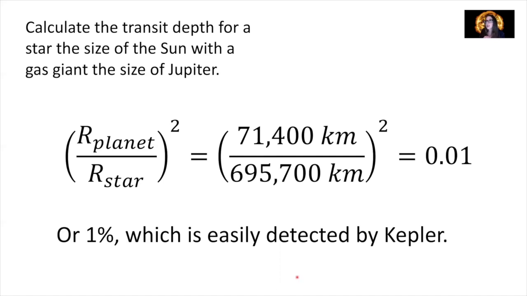And this is something that would be easily detected by Kepler, the Kepler Space Telescope. So if a nearby intelligent civilization launched a telescope like Kepler and looked toward our solar system, they'd be able to detect Jupiter orbiting around our sun.